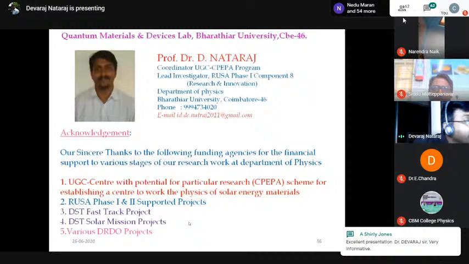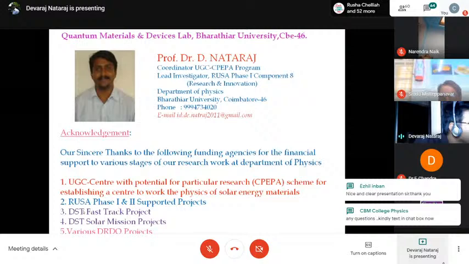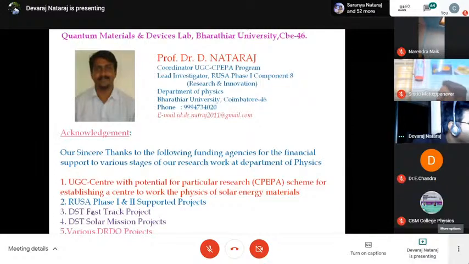They have sanctioned some 3.5 crores. And we have established state-of-the-art facilities like femtosecond lasers to characterize the materials, solar energy materials, particularly electron dynamics at femtoscale lifetime. And I also would like to thank RUSA Phase 1 projects. Using their funds, we purchased a transient absorption spectrometer and other facilities. Therefore, in our laboratory, we are able to measure transient absorption data from the quantum dots and other molecular systems.